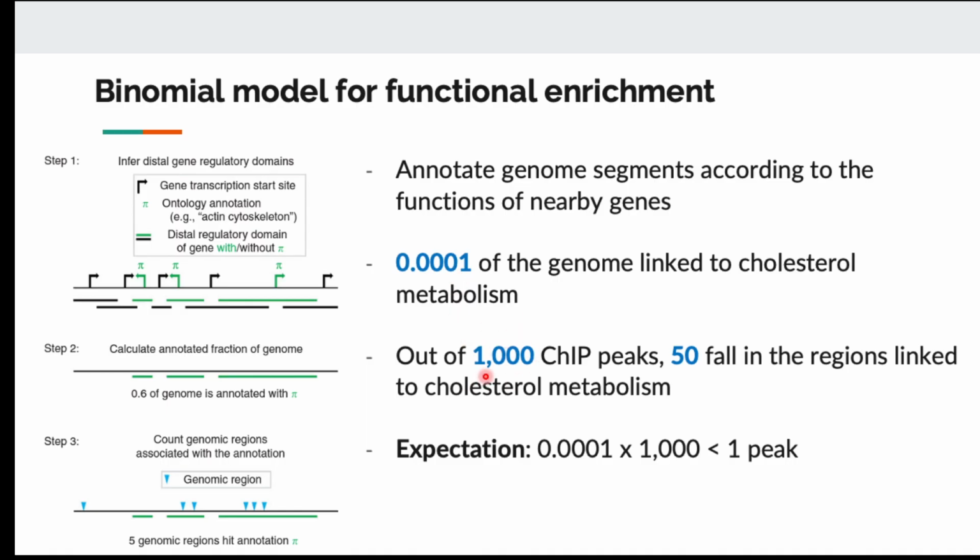And let's say we again have 1,000 ChIP-seq peaks. Some peaks are going to fall inside the green area, some are going to fall outside. So now we can use the binomial distribution, in the sense that each observation we are making is a ChIP-seq peak. Imagine you are playing darts, throwing your dart onto the board. If your dart hits an empty region, you have a failure, you don't get the score. If your dart hits the green region, then you get a score. You hit a region linked to cholesterol metabolism.